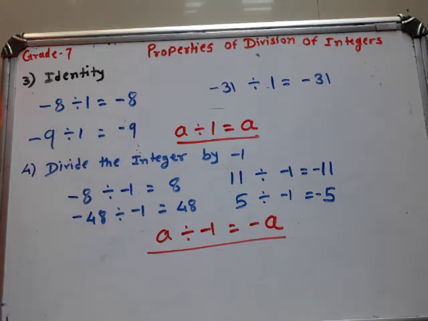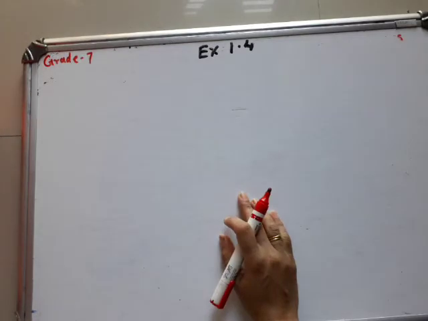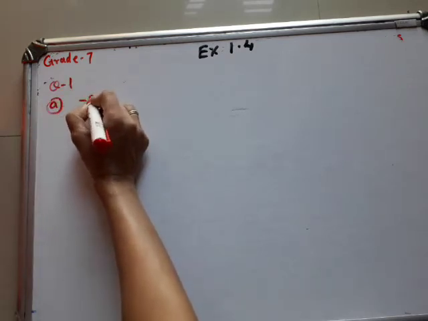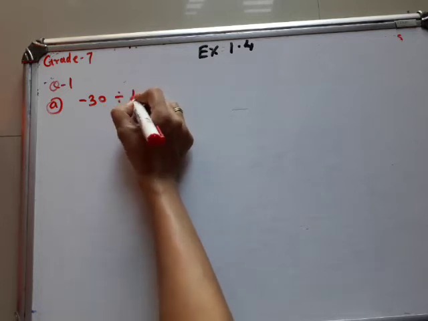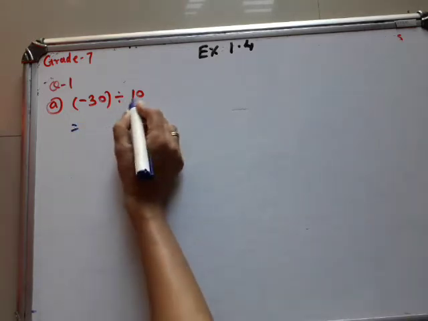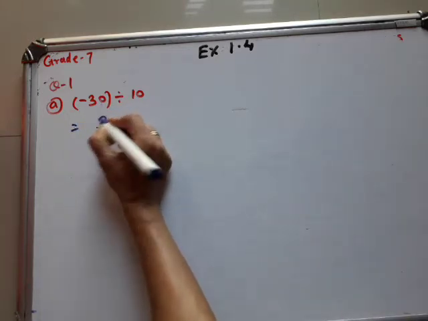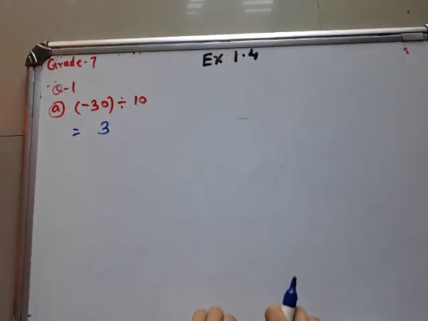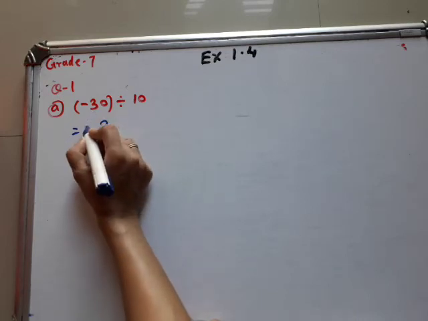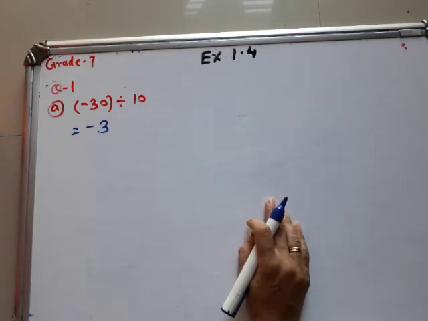Okay, now we see the exercise. The first question is evaluate each of the following. Then what is your first question? You have to write here minus 30 divided by 10. So here you have to solve this. First you have to divide the numbers as whole numbers, 30 divided by 10. What is your answer? 10 3s are 30, so here we get the answer 3. 10 3s are 30 and this is a negative integer, so you have to write here minus sign. So here we get the answer minus 3.